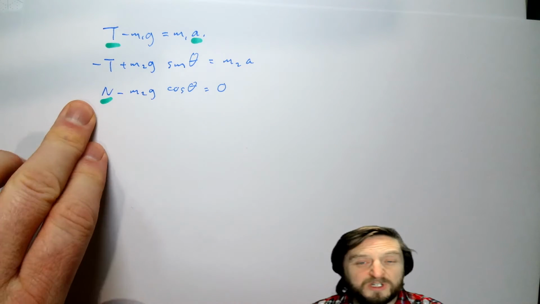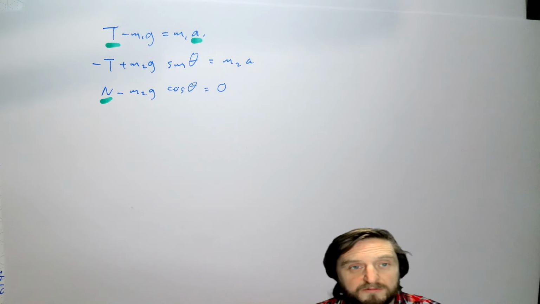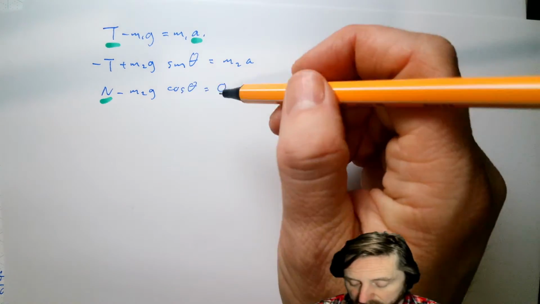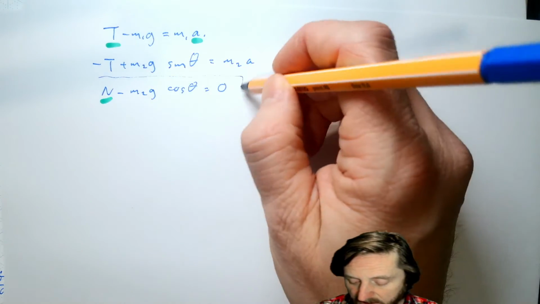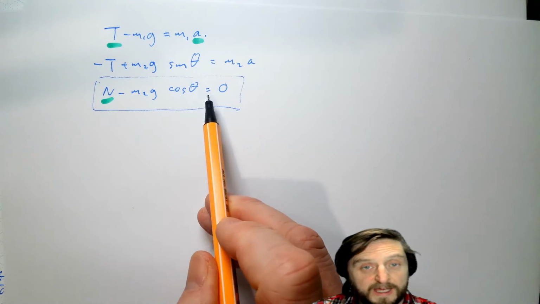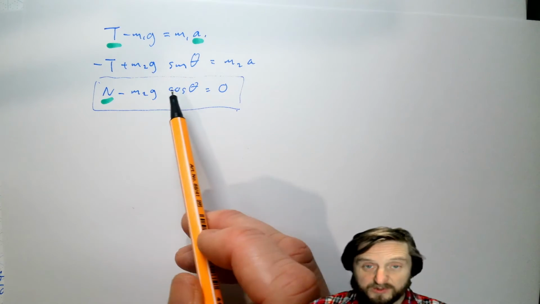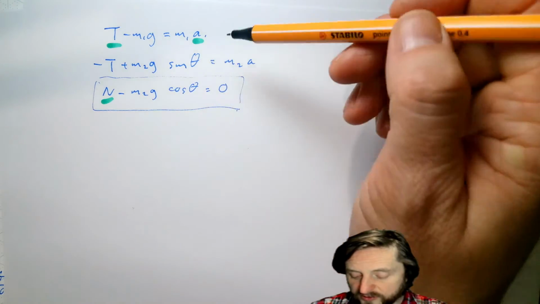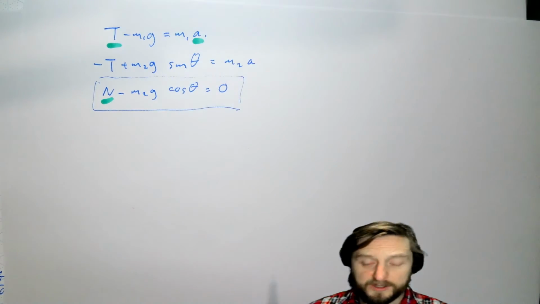We actually don't need to find the normal force. We've not been asked to find the normal force. You can see that the normal force can be calculated right away. If we know the mass and we know the angle and we know g, we can just calculate the normal force right away, and it doesn't affect any of the others anyway.